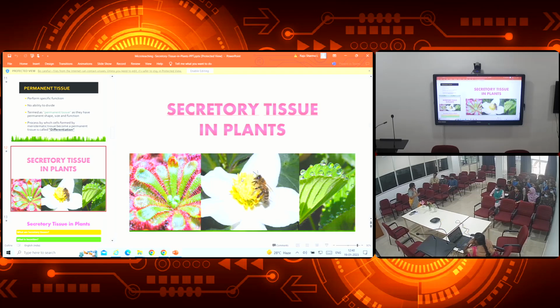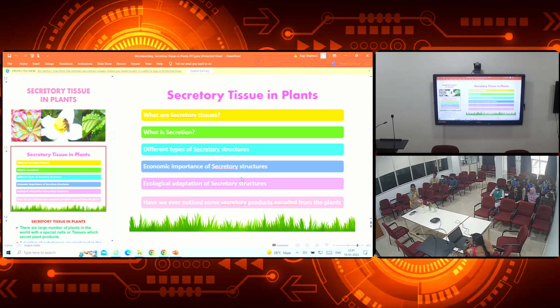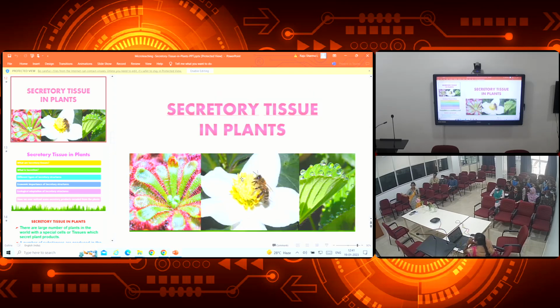So if there are a lot of nectaries, we can tell that such a plant belongs to a certain family. So we can use these secretory tissues to find out which family it belongs to. Okay. For example, in medium. Before that I'll tell you.